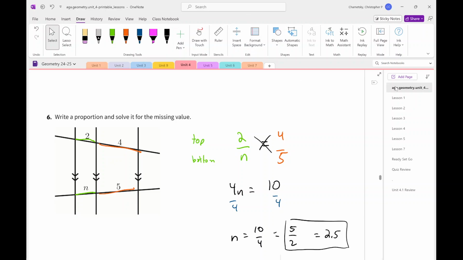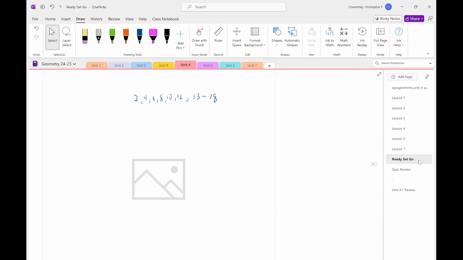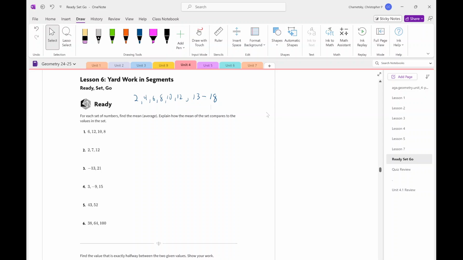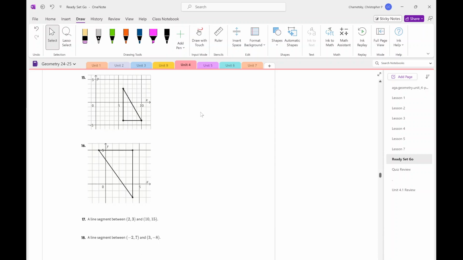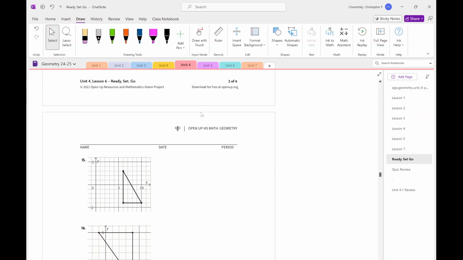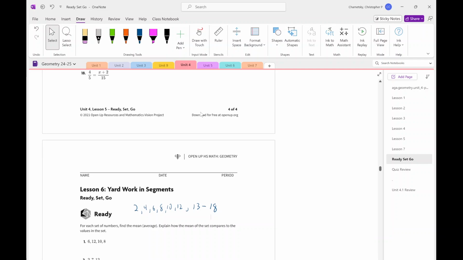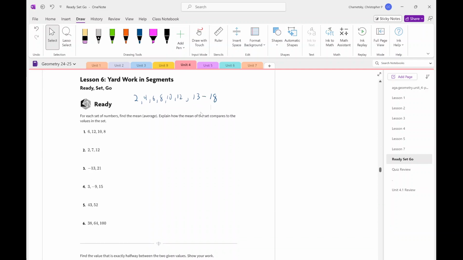All right, your ready, set, go assignment is lesson 6. So you're going to do 2, 4, 6, 8, 10, 12. So the evens up to 12. And then 13 through 18. And that's your ready, set, go assignment.